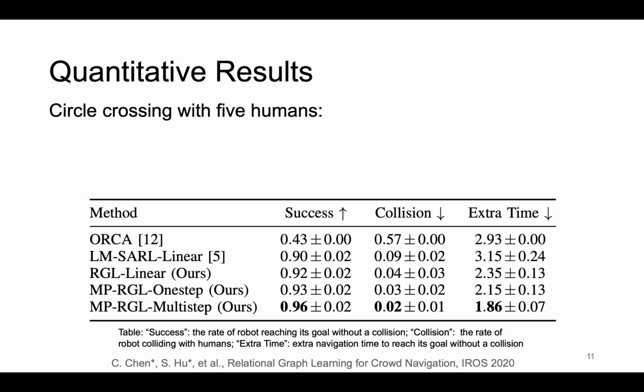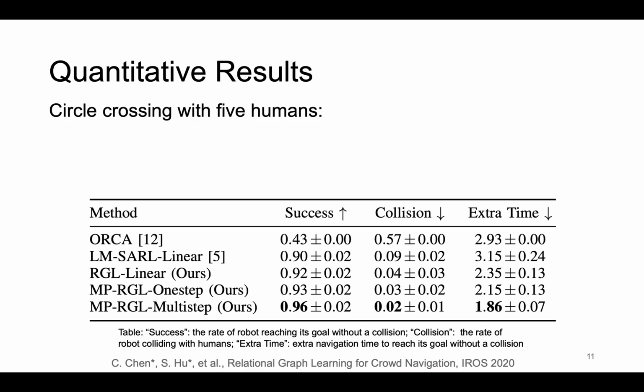We train and test our policy in circle crossing scenarios where humans and the robot are randomly placed on a circle of radius 4 meters. The goal locations of all agents are on the other side of the circle, and in order to reach the goal, the robot has to fully reason about the interactions with and among humans to avoid colliding into them. We report success, collision, and extra time to reach goal, which are the rate of the robot reaching its goal without a collision, the rate of the robot colliding with humans, and the extra time to reach goals in seconds, respectively.